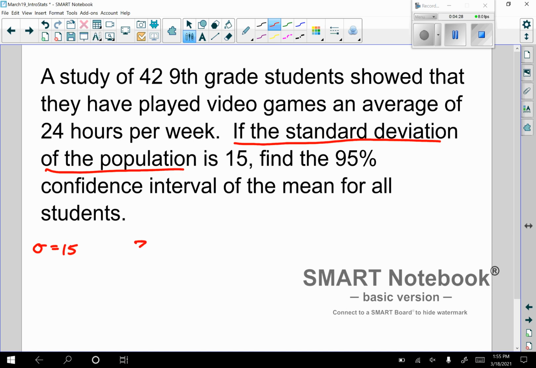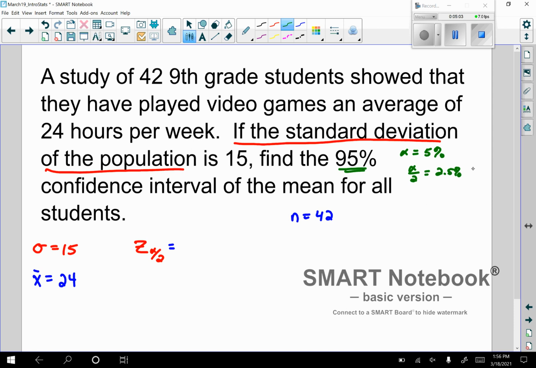All right, so we have a study of 42 ninth grade students show that they have played video games an average of 24 hours per week. So our sample size, n, is 42. X bar would be the 24. So we need to find z sub alpha over 2. So if we're looking at 95%, that means alpha would be 5%, and alpha over 2, 2.5%.